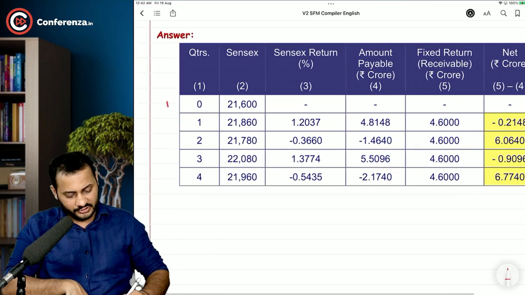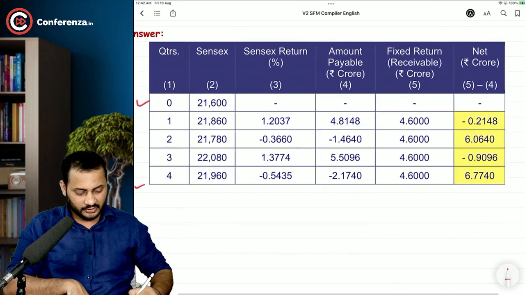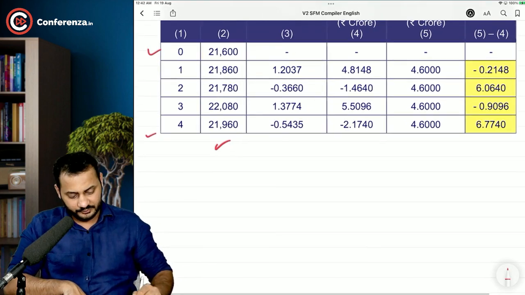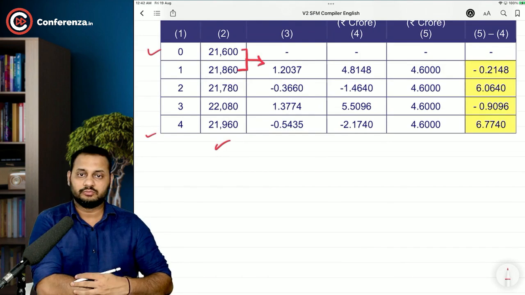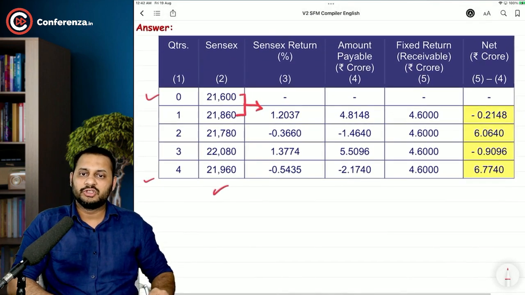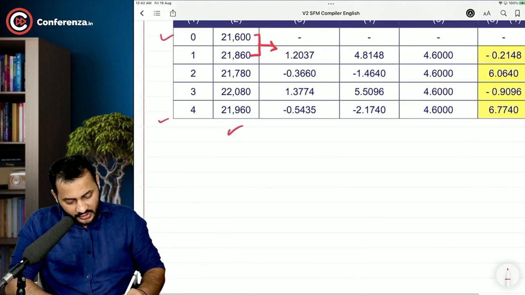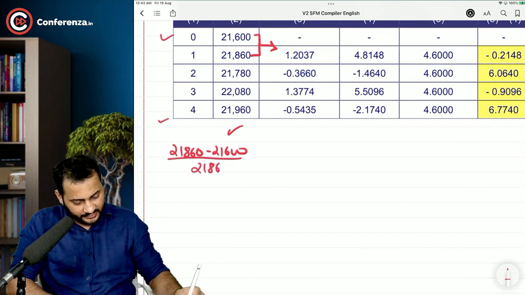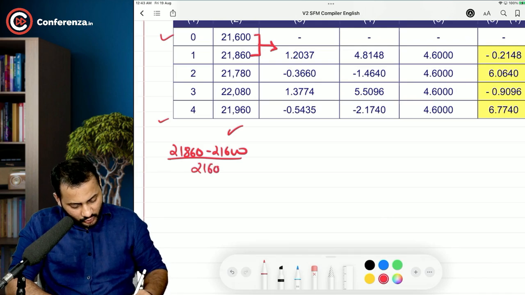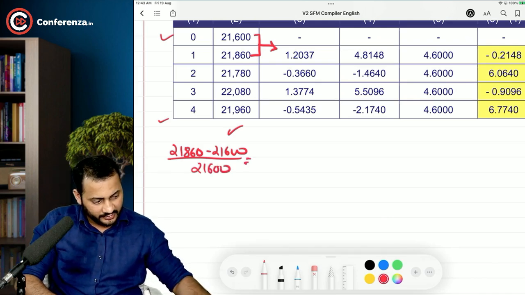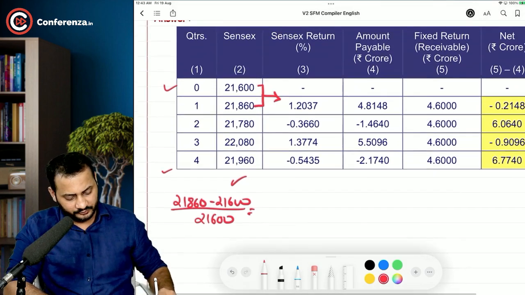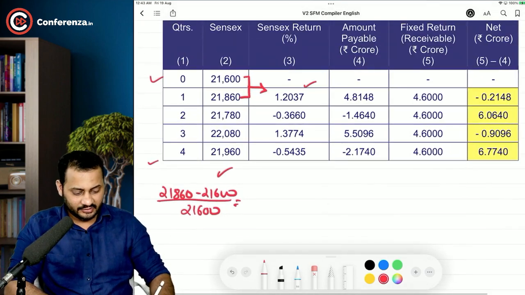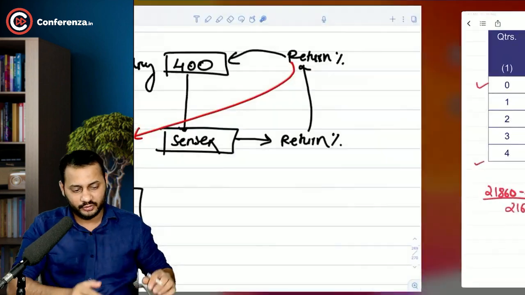Have a look. First of all, from 0 to 1, 4, we will put a column. Then we will write down the Sensex values and then we will find out the return. See, the return between these two is 1.2037. How to calculate that? 21,860 minus 21,600 divided by 21,600. This is exact return. No annual or quarterly conversions are required in this. 21,860 minus 21,600 divided by 21,600 into 100 gives 1.2037. So understand that this is the Sensex return and this automatically becomes the return on our portfolio.